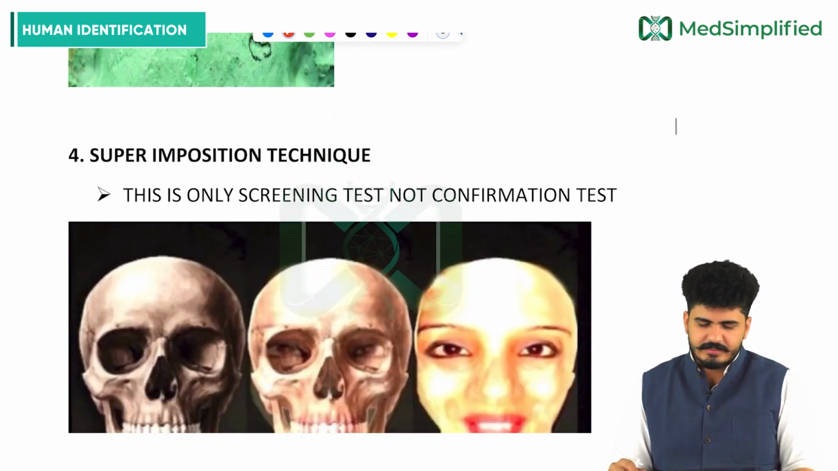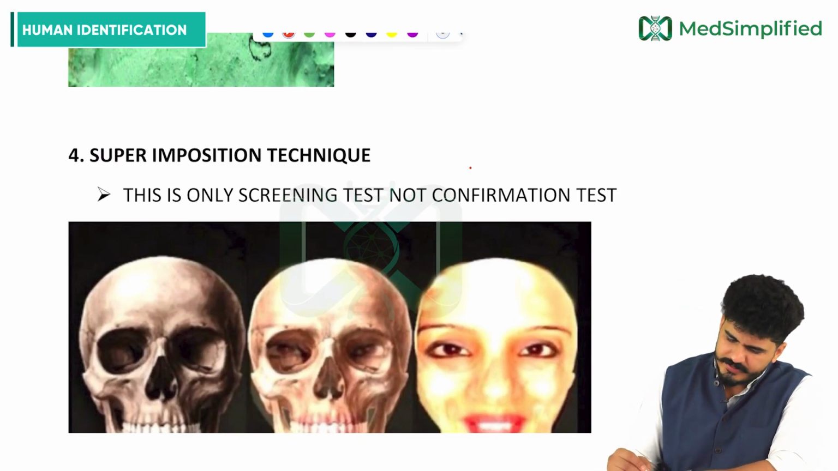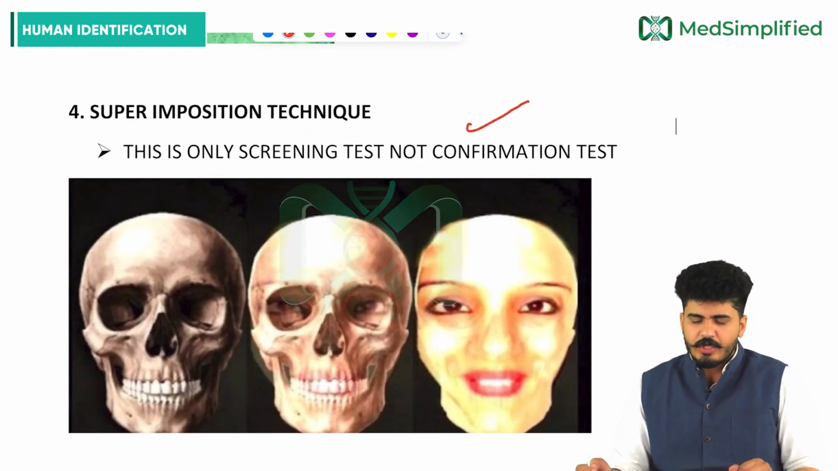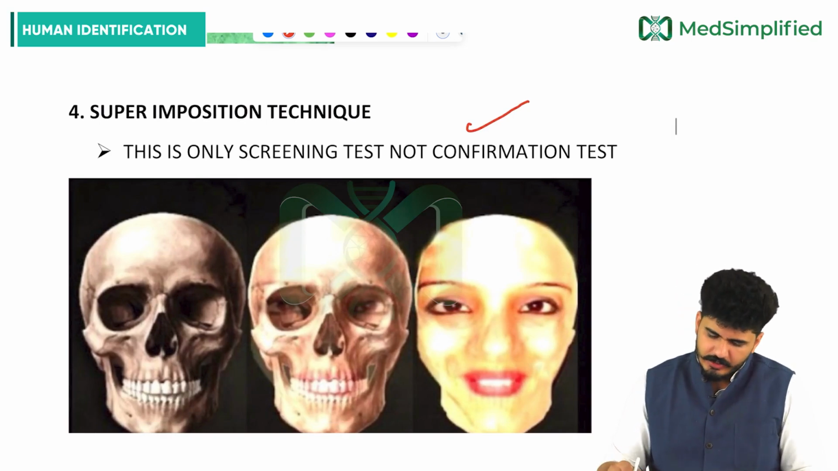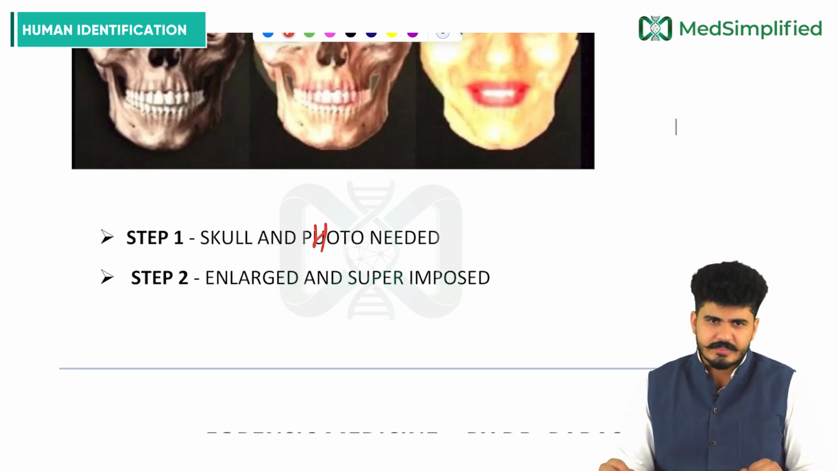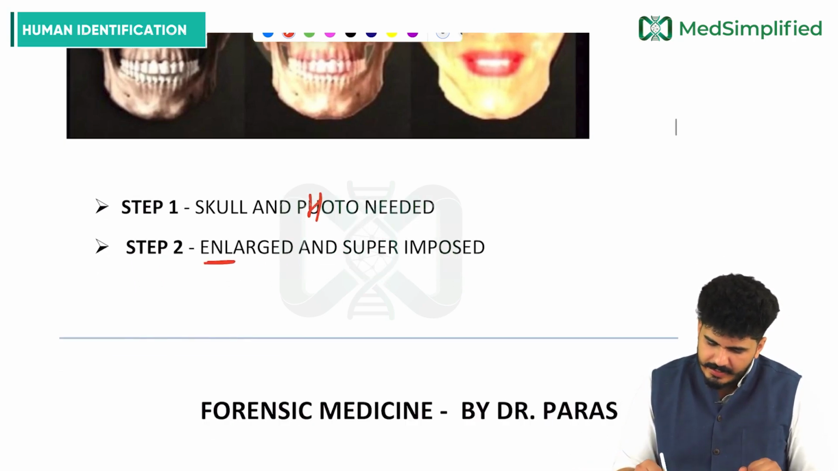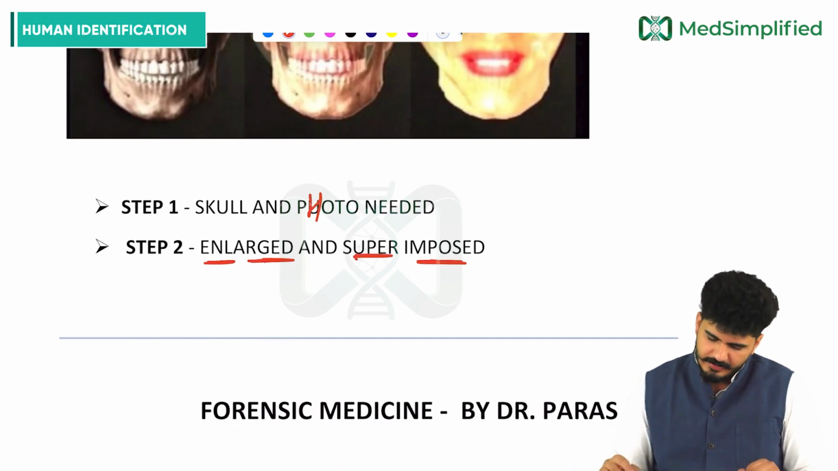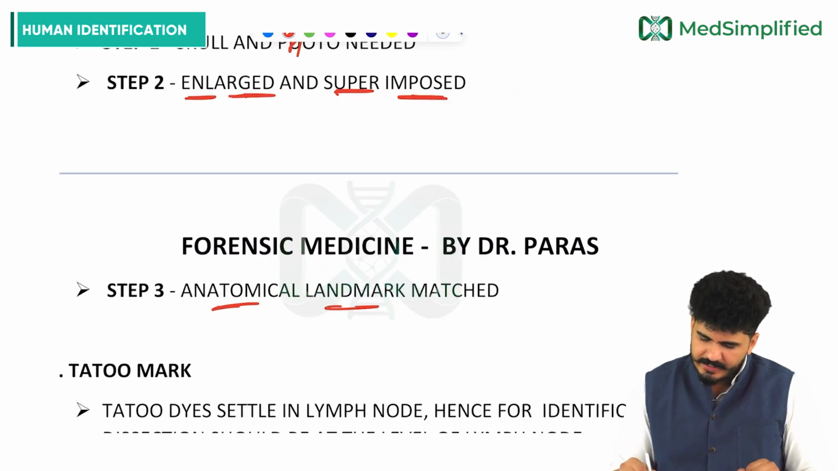Coming next is the superimposition technique. This is only a screening test, not a confirmatory test. You take a photo. Step 1, you need a skull and the photo. Step 2, enlargement and superimposition. Third is anatomical landmark matching.